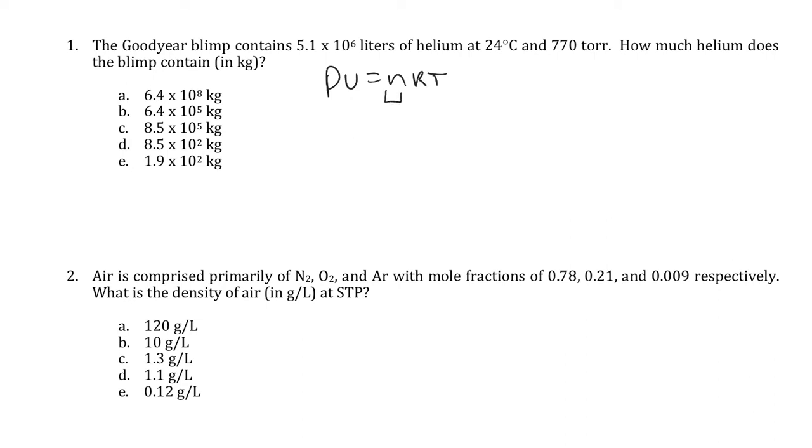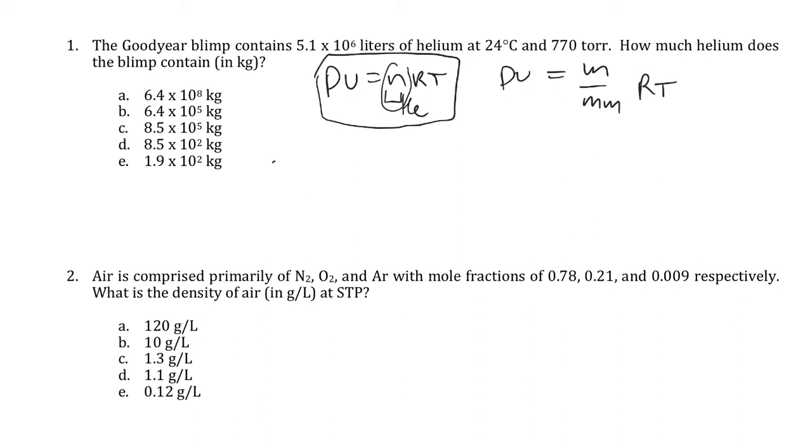We can do this one of two ways. We can either set PV equal to m over molar mass, because that's moles times RT, or we can just solve for moles of helium that would be present and then convert that over to grams. Let's use the ideal gas law equation like this, solving for n as PV over RT. The only thing we have to pay attention to is units.